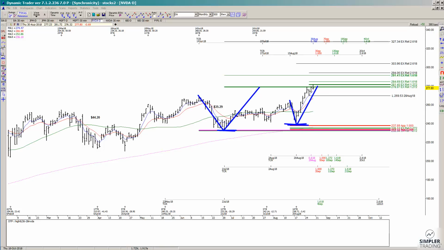Now, when we make extension targets, one of the things you have to remember is that many moves tend to terminate at extensions of prior swings. So now it becomes a little bit more dangerous. I'm not telling you that you can't look at the buy side up at these levels, but I am going to tell you that you have to play it tight just because of that reason.